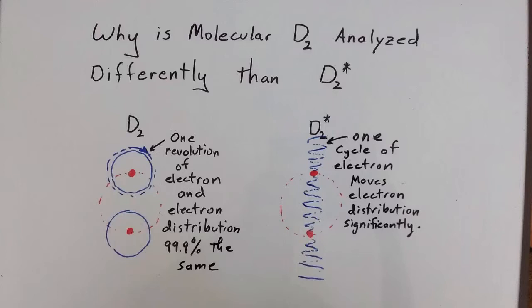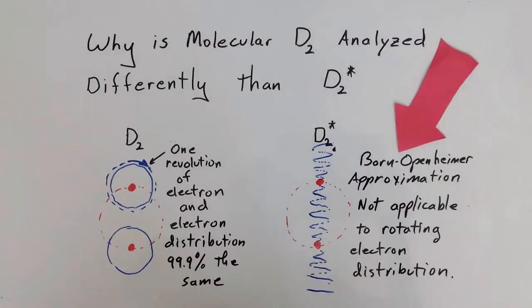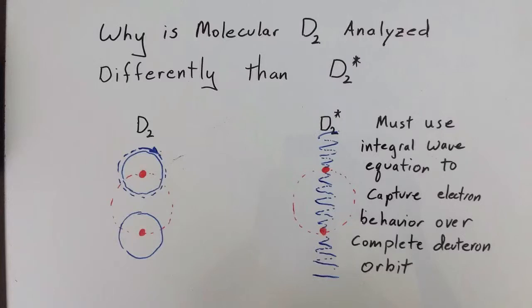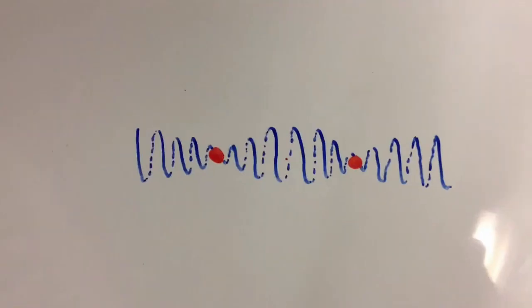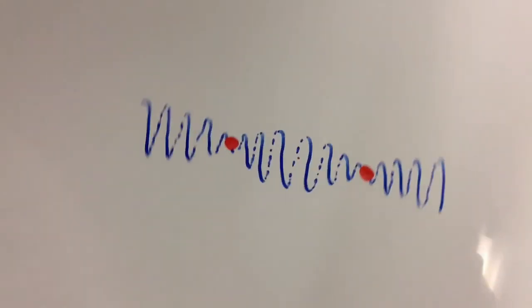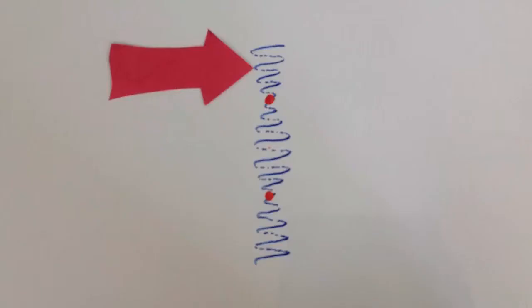For one oscillation of the electron up and down as shown, the deuteron moves enough to be outside of much of the electron distribution. This means the Born-Oppenheimer approximation cannot be used for the orbital dimension of the electron. Instead, we can use Feynman's integral wave equation, which takes account of the full deuteron orbital time. This means we will need to describe the electron behavior as it oscillates back and forth between the deuterons in a corkscrew fashion while turning with the deuterons, sort of as shown. Fortunately, the energy of the electron associated with the turning deuterons is very small and can be neglected to good accuracy.